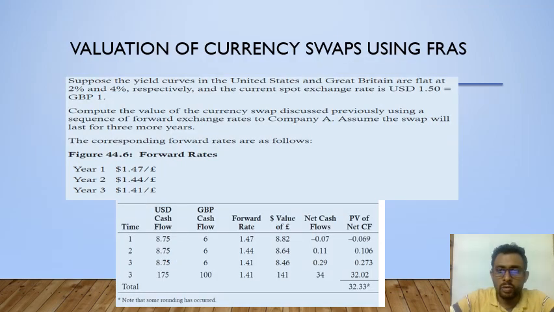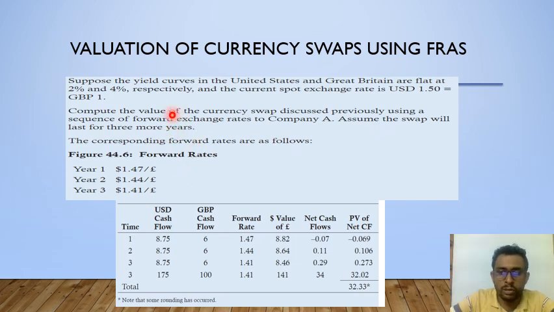Valuation of currency swap using FRAs. One other method to value currency swaps is using FRAs. This is how we explain the method using an example. Suppose the yield curves in the United States and Great Britain are flat at 2% and 4% respectively, and the current spot exchange rate is USD 1.5 per GBP. Compute the value of the swap discussed. Assume that the swap will last for 3 more years.